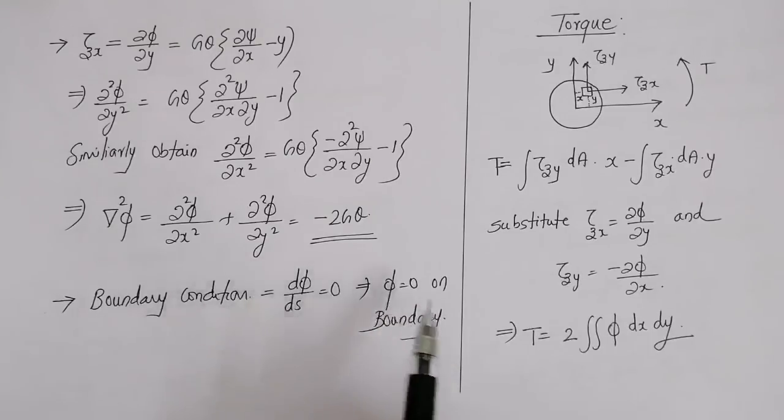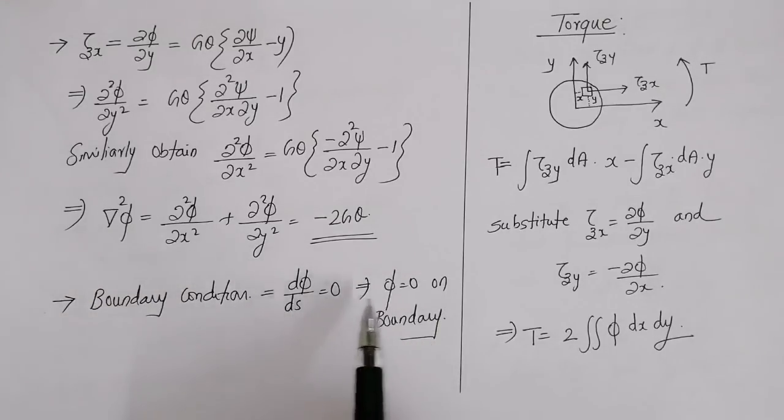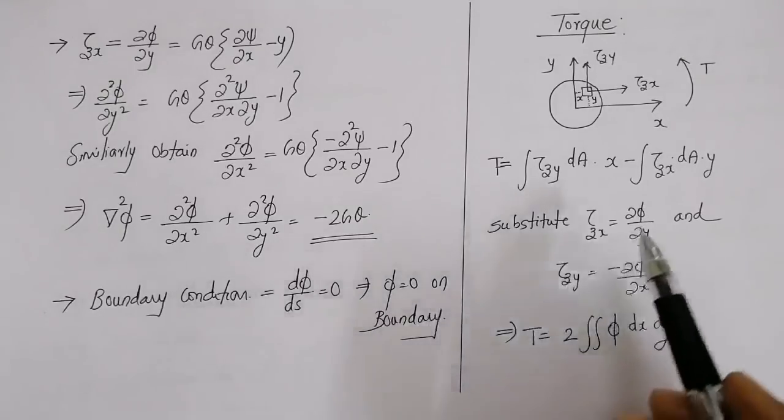The derivation is a bit complicated, so let us not move into the derivation. You just need to learn that boundary condition d phi by ds equal to 0. Most importantly, phi equal to 0 on the boundary. Now let us look into the torque.